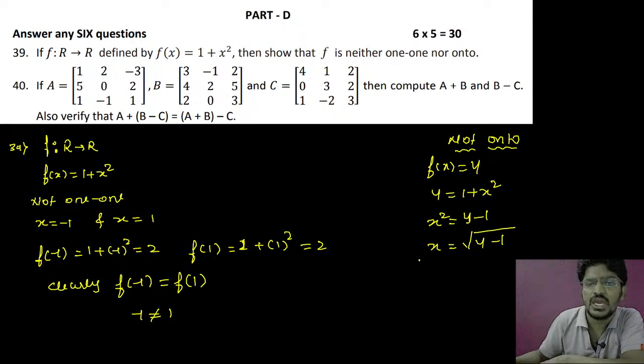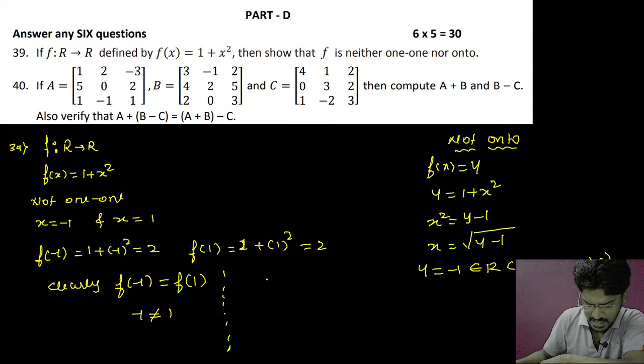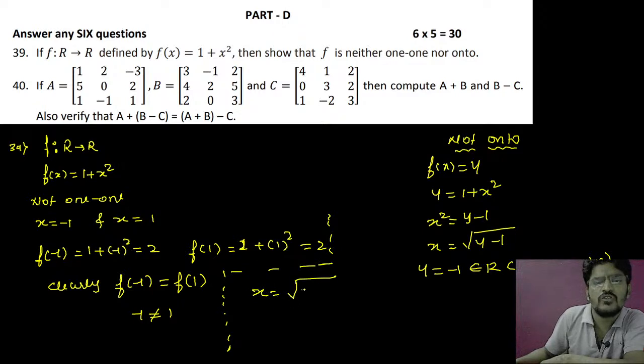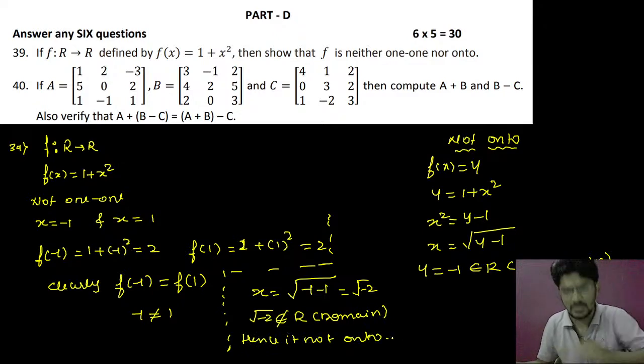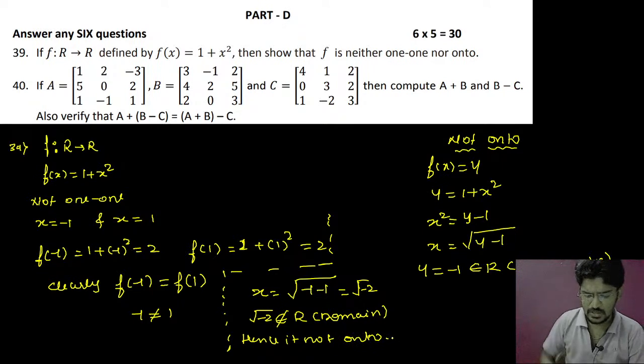Clear? So see here, I will take y equal to minus 1, which belongs to real numbers, that is codomain. Now what happens, if I take y equal to minus 1, you can just see x will be equal to root of minus 1, that is root of minus 2. So clearly root of minus 2 does not belong to real numbers, that is domain, hence it is not onto. So you can write like this, no problem.